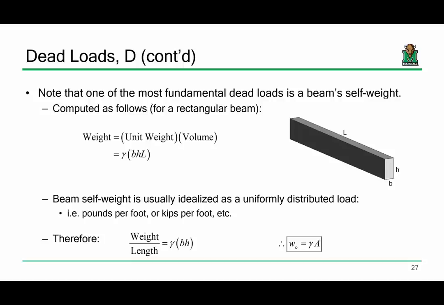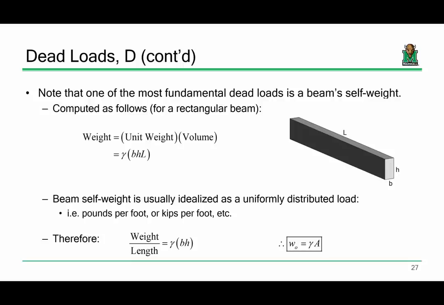One other thing that is a significant component to dead loads is self-weight. And I want to look at beam self-weight because this is a very common calculation that we're going to do in this course. So let's say I have a beam, all right? It is B wide, it's H tall, and it's L long. So what's the volume of that beam? There we go. And so if I take the volume of that beam and I multiply it by the gamma, would you agree that I have the total weight of that beam?